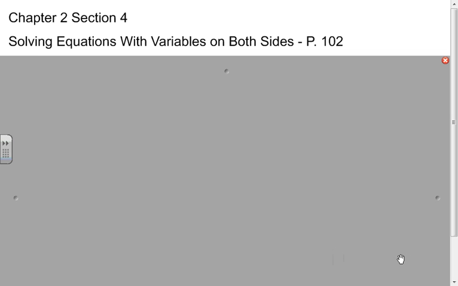Hey everybody, this is Chapter 2, Section 4. Title is Solving Equations with Variables on Both Sides. Starts on page 102.